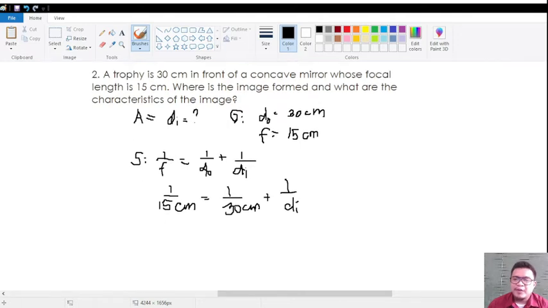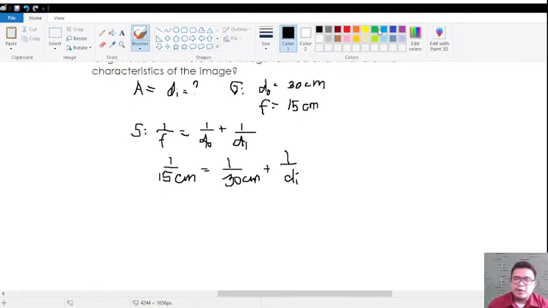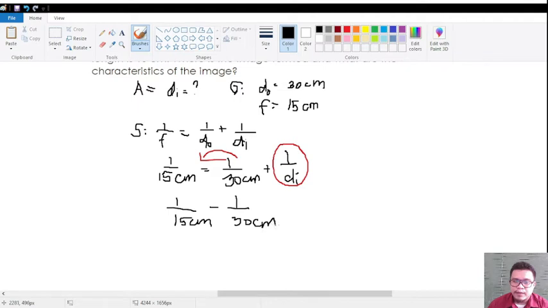Okay, and of course, as what we did a while ago, we need to transfer this to the other side of the equation so that we can isolate our 1 over di. So, let's do that. 1 over 15 cm minus, take note, it was a positive number here, but when you transfer it, it becomes a negative. So, minus 1 over 30 cm, which is equal to 1 over di.